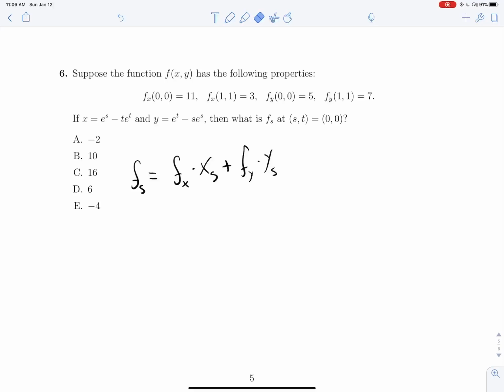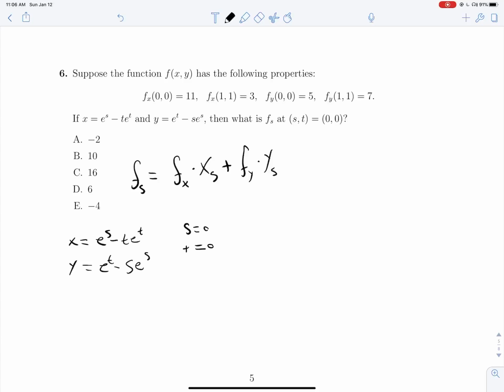We're given a set for x and y equal to 1 and 1, and a set for x and y equal to 0 and 0. So we're going to have to figure out which one to use. Well, we know that x is equal to e to the s minus t e to the t, whereas y is equal to e to the t minus s e to the s, where s equals 0 and t equals 0. So let's plug these in and see what values of x and y we are dealing with.